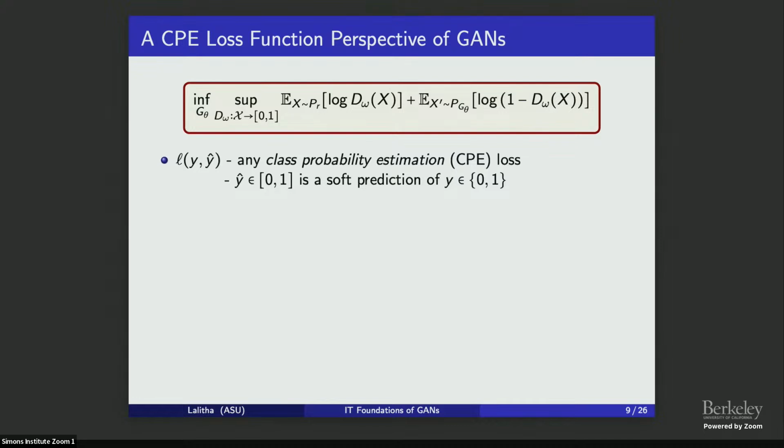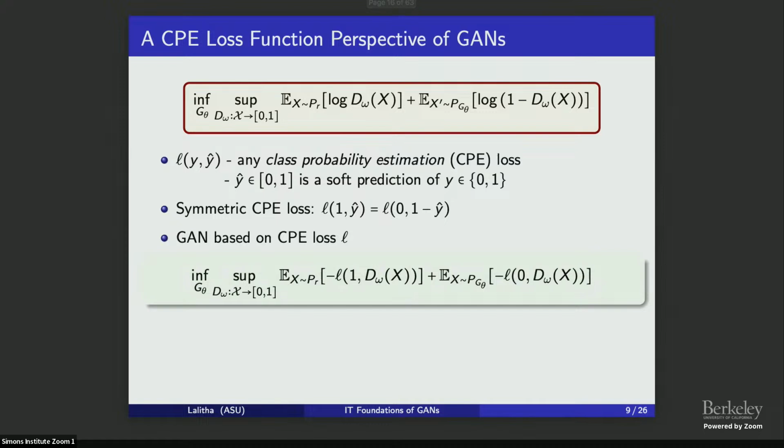A loss that maps to [0, 1], what we call in machine learning a class probability estimation loss, a soft loss, right? The loss operates on two things: the ground truth y, which is binary in {0, 1}, and y hat, which is an estimate of y over [0, 1]. If we want to map this to some loss form, we want to restrict this loss to be symmetric in the following way.